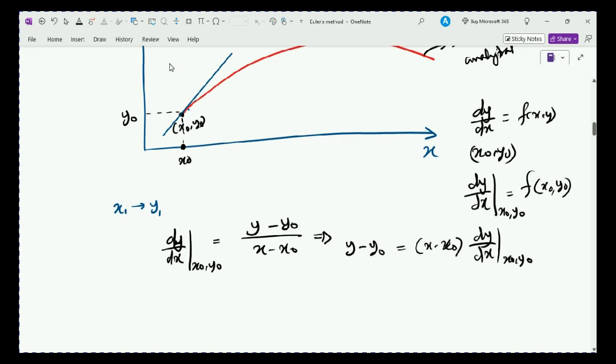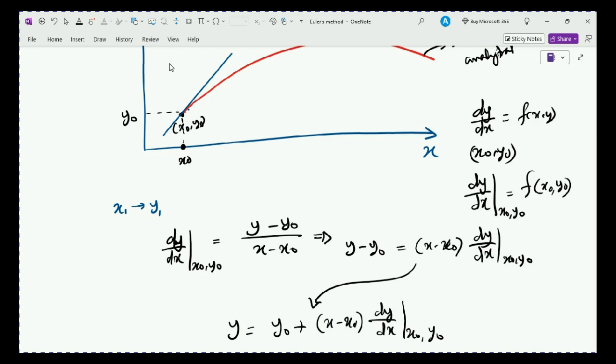Okay, and from this we can write a value for y, keep y here and take everything to the other side, so y equal to y0 plus x minus x0 dy by dx at x0, y0. Okay, so now if we take a neighboring point, x1, let's say here, then from this slope we can basically get the corresponding y1.